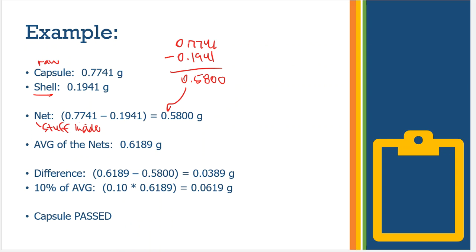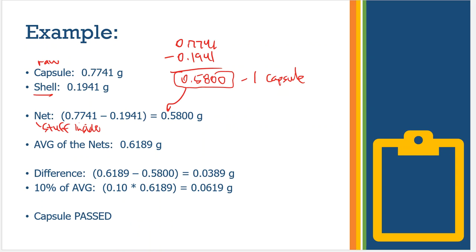All right. So next it's going to say, now calculate the average. Calculate the average of the nets. So this was the net for just this one capsule. That is it, nothing more. So let's say that I did this for a bunch of them, 20 of them, right?